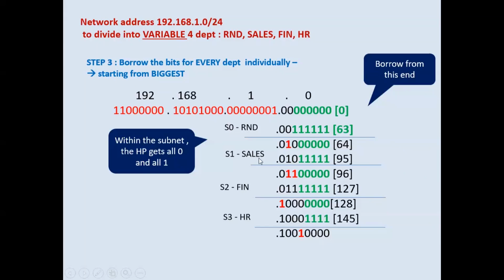So for sales, we need 5 bits. We borrow from this side again. The borrowed bits are shown in green here, okay? And then finance needs 5 bits. We borrow from here. HR needs 4 bits. We borrow from here. Now, the ones in red show you the boundary of where it stops and where the new one is going to start. So if this is 63, the next one will start at 64. If this is 95, the next one will start at 96. If this is 127, the next subnet will start at 128.